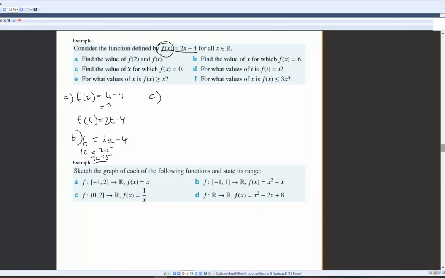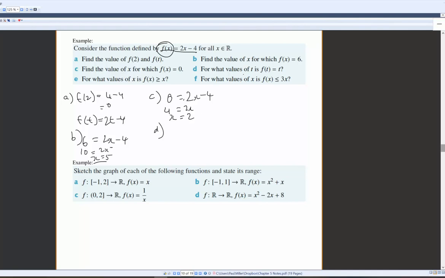C, find the value of x for which the function is equal to 0, or in other words, find the y-intercept. So it should be negative 4. Let's do it. 0 equals... no, it shouldn't. That's when y is equal to 0. This is finding the x-intercept. So 0 equals 2x take 4, 4 equals 2x, x equals 2.